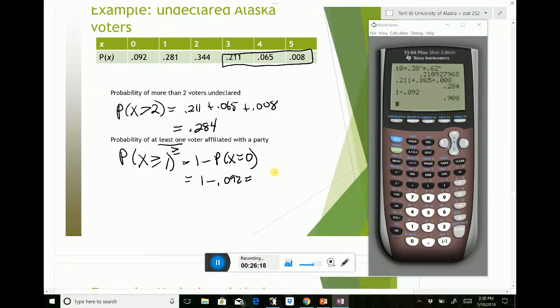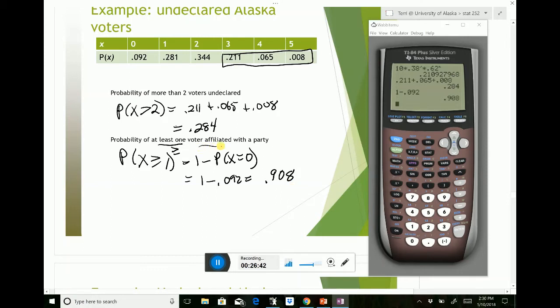And it's 0.908. That's the probability that at least one voter is, oh, that's tricky, is undeclared. That's at least one voter is undeclared.